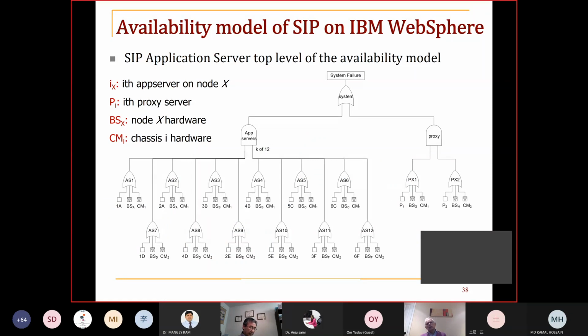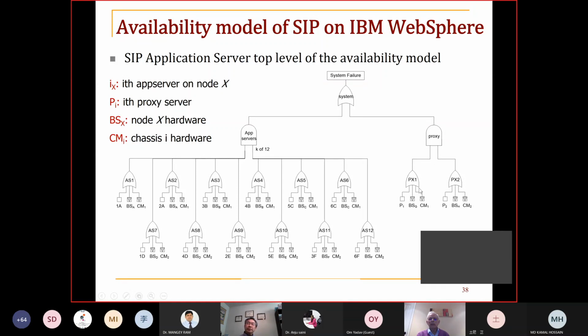So just to give you a brief idea, the top-level fault tree model for this particular SIP application server is the following. Remember that there are two proxies. If both proxies are not accessible to the user, then the system fails. There is an OR gate here. If this input is 1, the system fails. This input is 1 when both proxies, that's why there is an AND gate here, are not accessible.